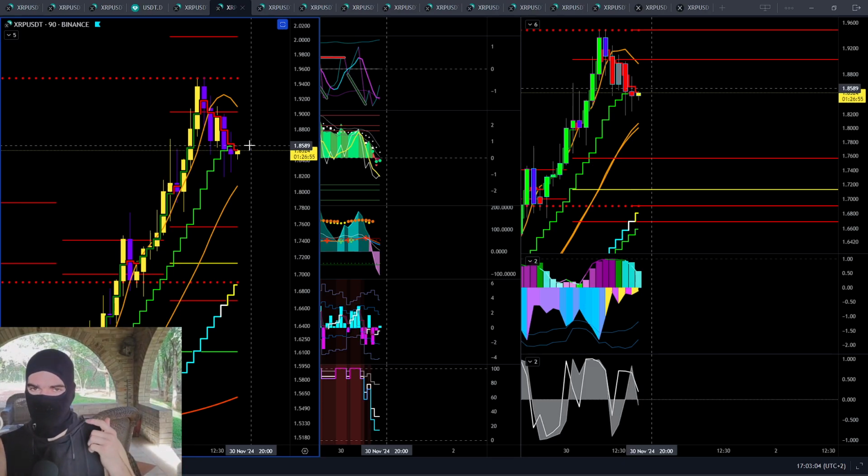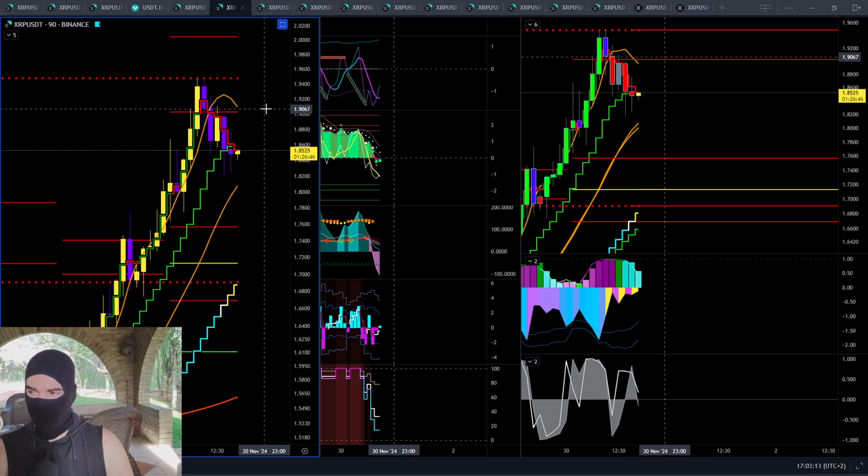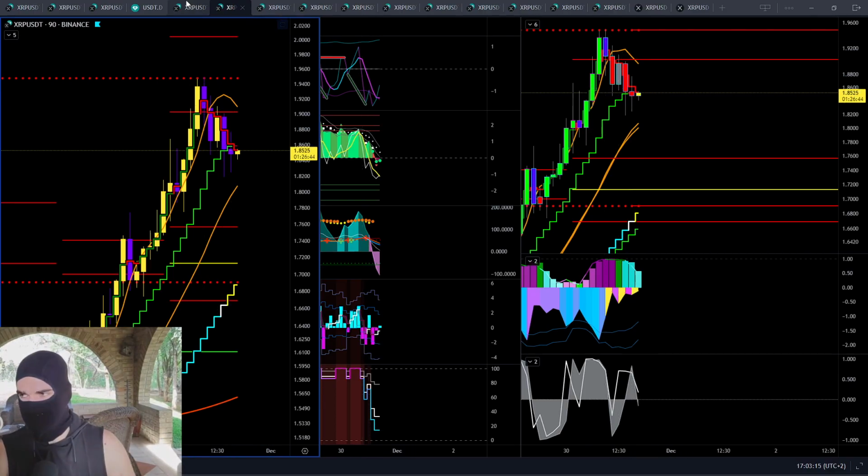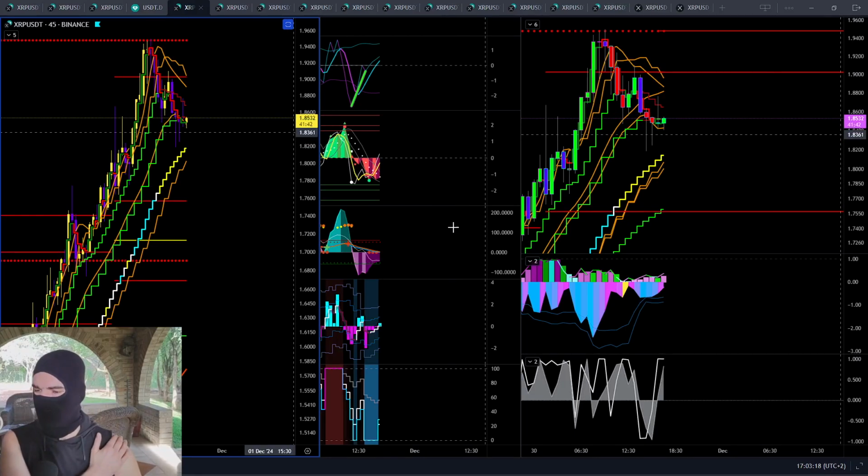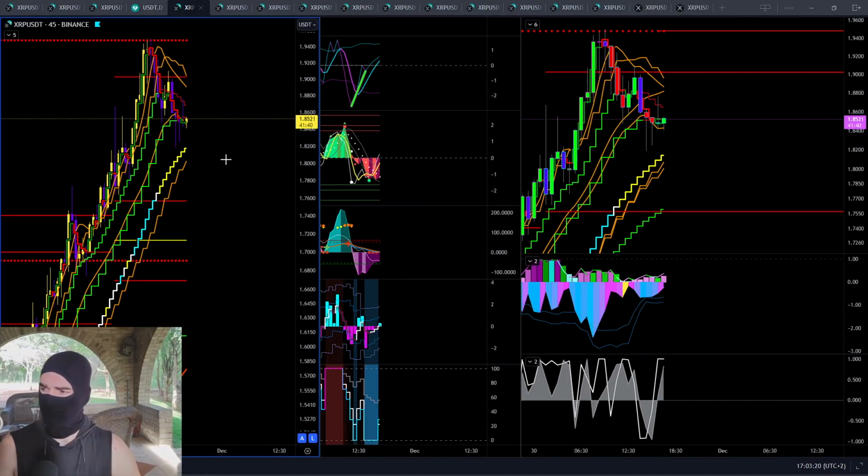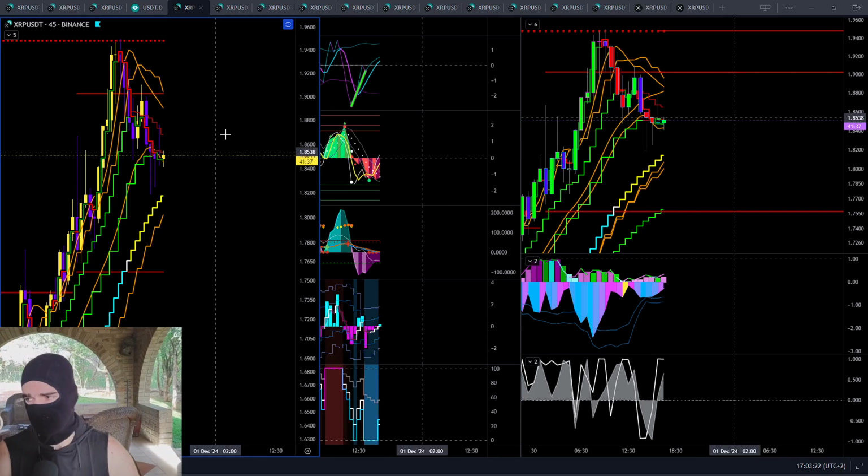But the 3 hour, the 90 minute is saying if it can hold above $1.85, this can push back up into $1.90. Okay, 45 minute, similar thing is an expansion mode. So this is getting quite tweaked out here.